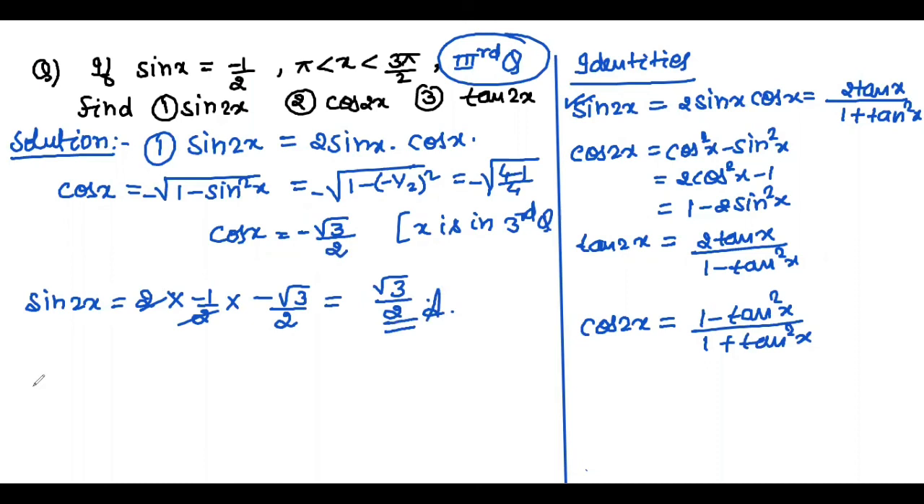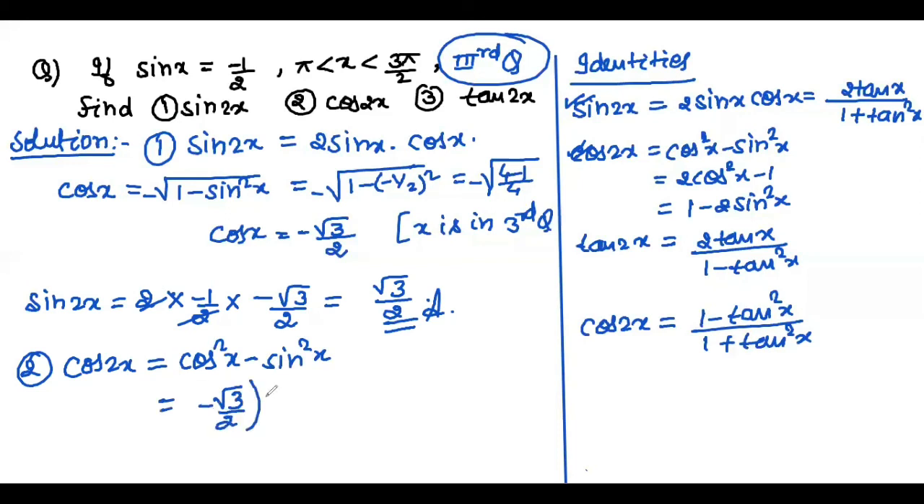Then cos 2x. For the cos 2x formula, any of these three we can apply. I'm applying the first one, cos 2x equals cos square x minus sin square x. So cos x is minus root 3 by 2, whole square, minus minus 1 by 2 whole square. That is 3 by 4 minus 1 by 4. So 3 minus 1 is 2, and 2 by 4 means 1 by 2. So 1 by 2 is the answer for cos 2x.